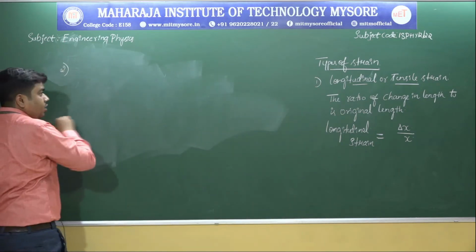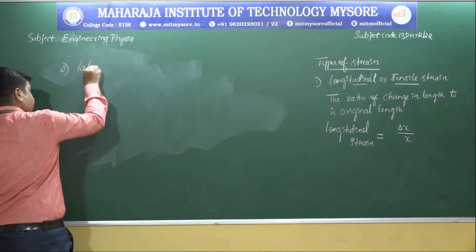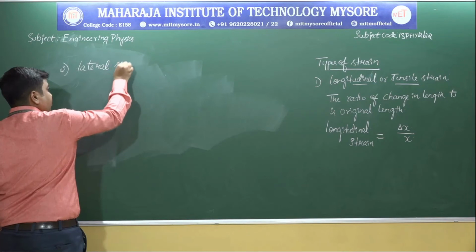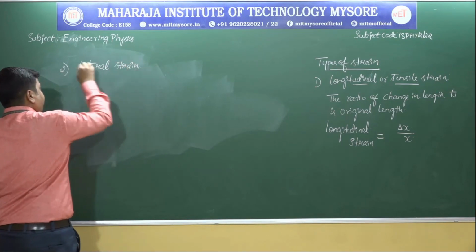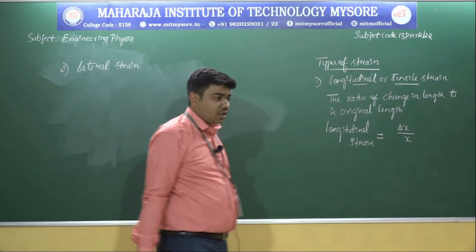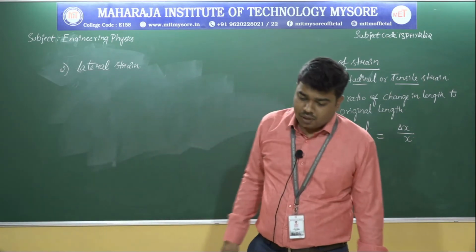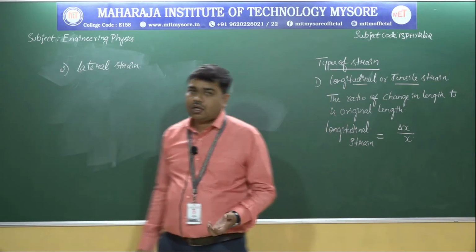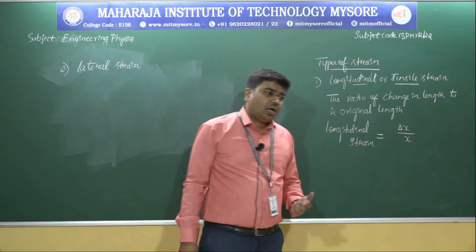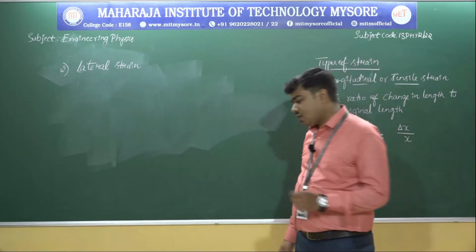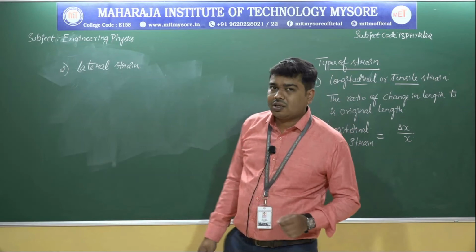An additional strain, which we call lateral strain. So, how does this lateral strain develop, or what is this lateral strain? Now, whenever you apply a force in the perpendicular direction to any surface of the cube, apart from changes in length, there is also decrease in the diameter or decrease in thickness of the material.